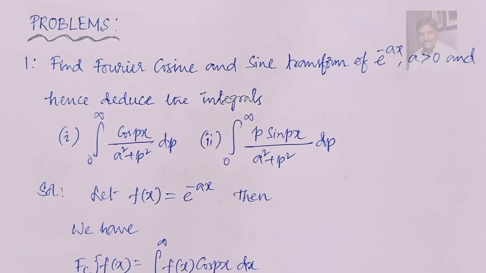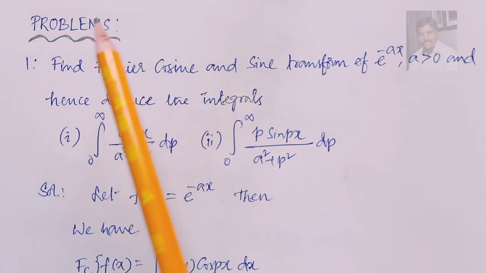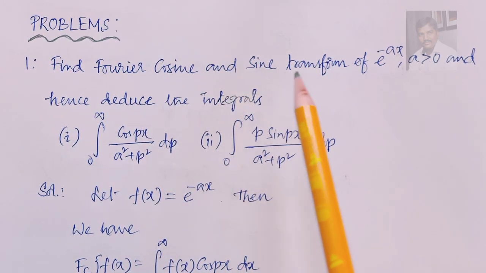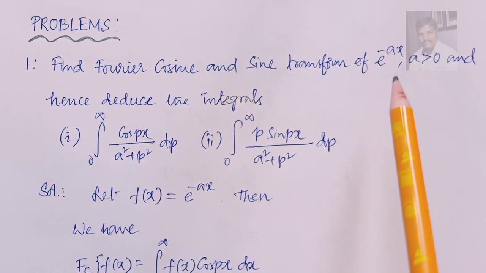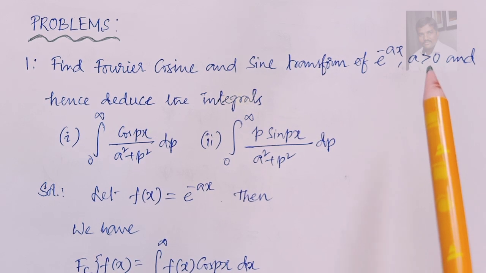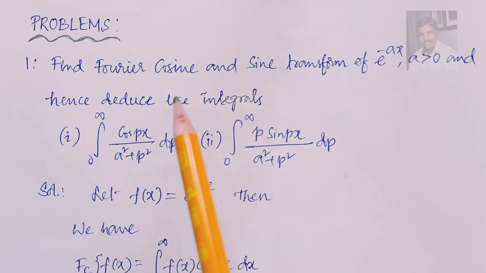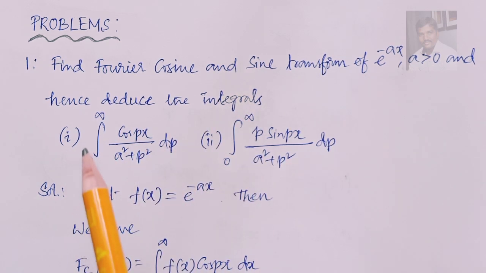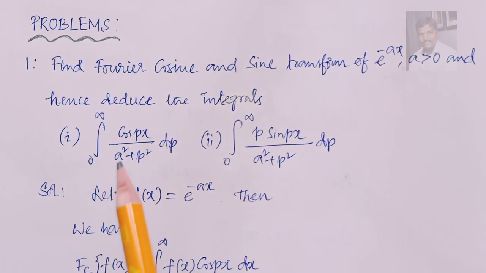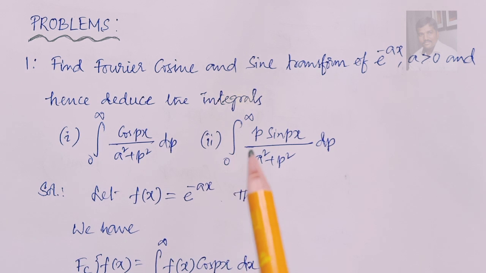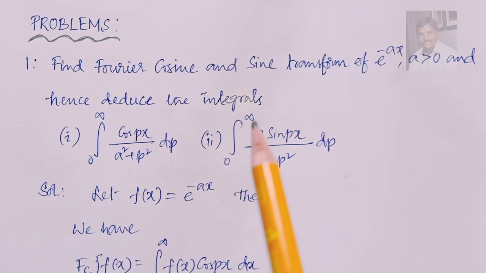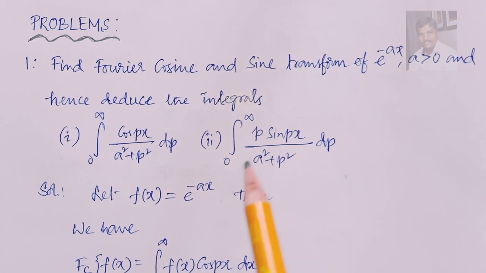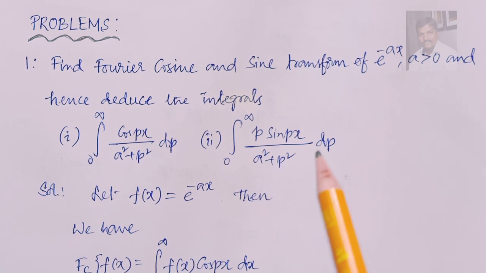Students, now let us solve a problem. Find the Fourier cosine and sine transform of e^(-ax), where a is greater than 0, a positive value, and hence deduce the integrals. The first one is the integral from 0 to infinity of cos px by (a² + p²) dp, and the second one is the integral from 0 to infinity of p sin px by (a² + p²) dp.